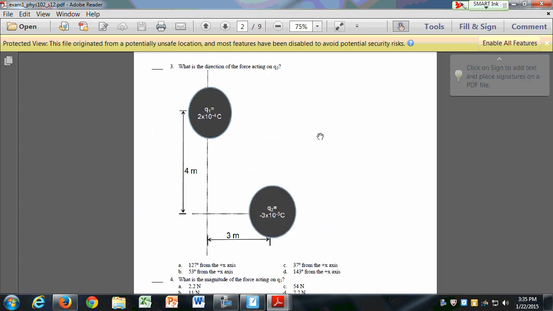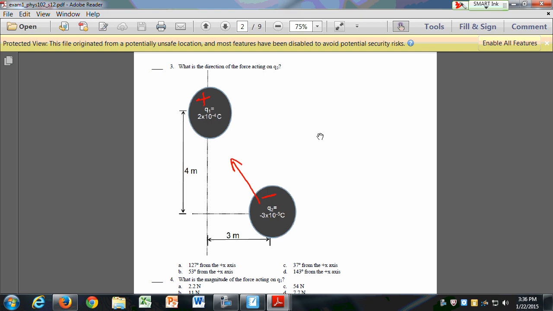Instead of having three charges, I just have two charges, and that makes it a lot simpler to work through. The first one is I just want to know what is the direction of the force acting on this charge, Q2. By the way, this is string 12. Follow along there. Is the force repulsive or attractive? Here I have a positive charge and a negative charge.